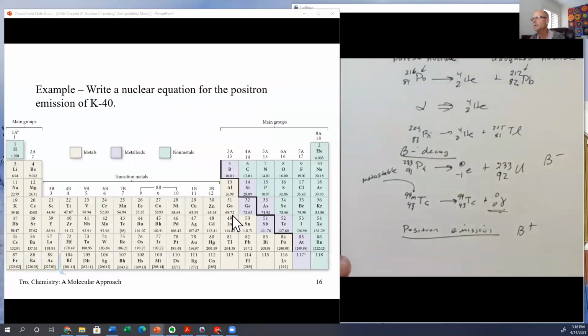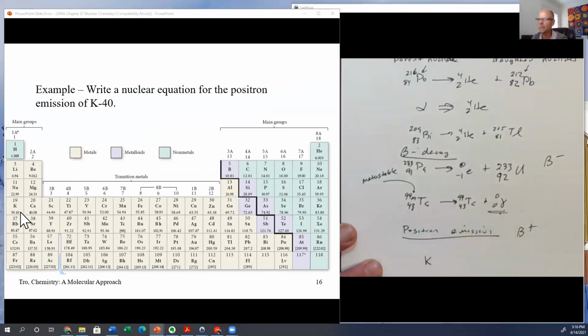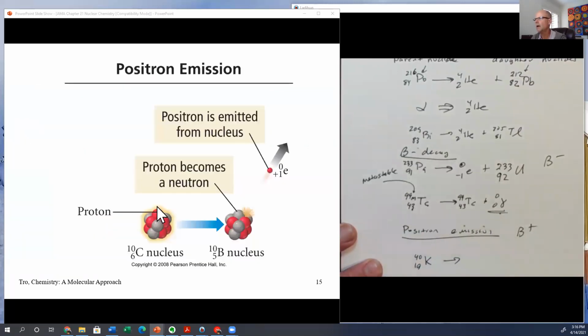Here's an example. Write a nuclear equation for the positron emission of potassium-40. Well, again, we look at the periodic table. Potassium is atomic number 19, so that's 19, 40. We know the symbol for a positron is +1, 0, e.